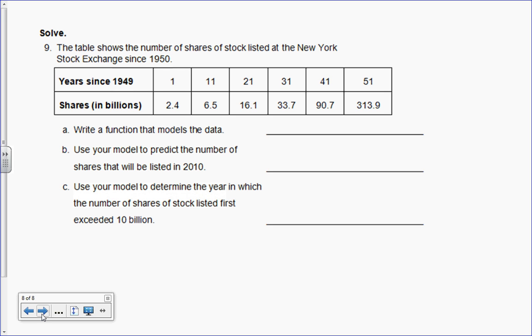33.7 divided by 16.1 is 2.09. 16.1 divided by 6.5 is 2.47. And 6.5 divided by 2.4 is 2.79. So it really went from the mid threes to the low twos actually. So I'm not sure if it's exponential yet. It could be, right? Because remember, this is real life data.